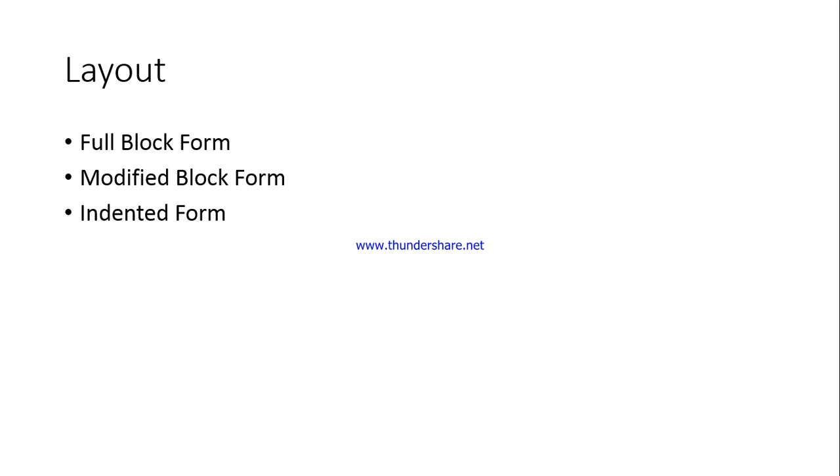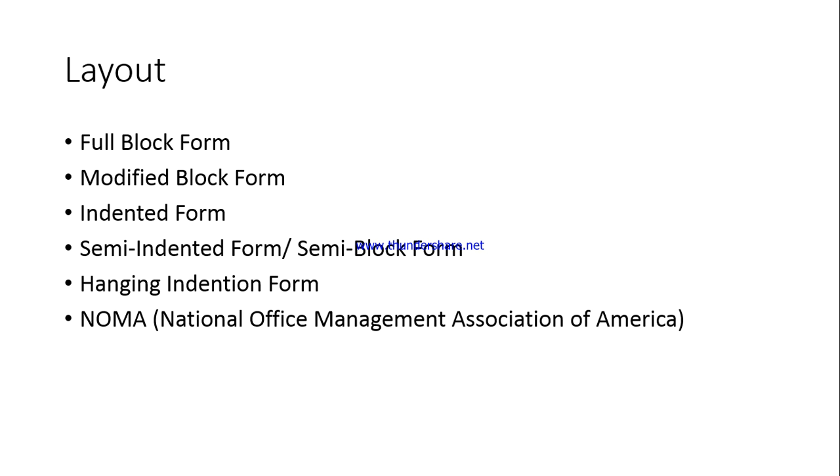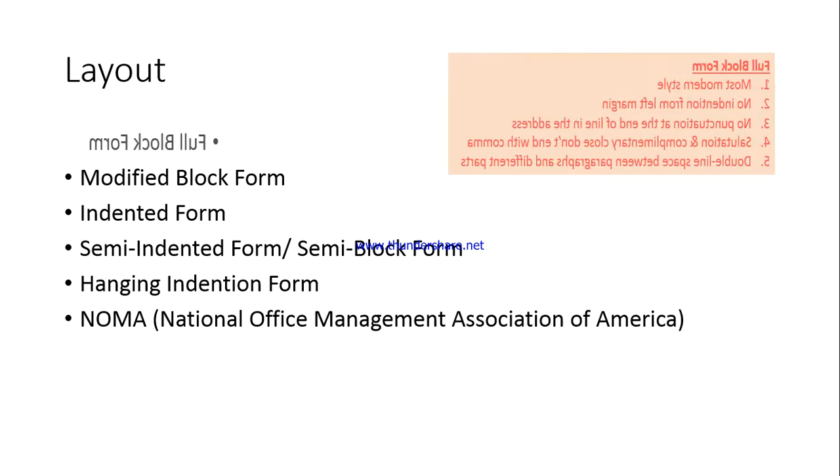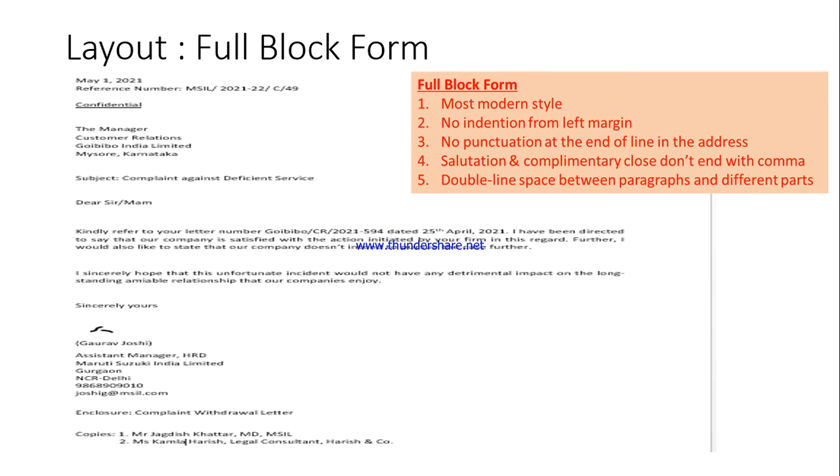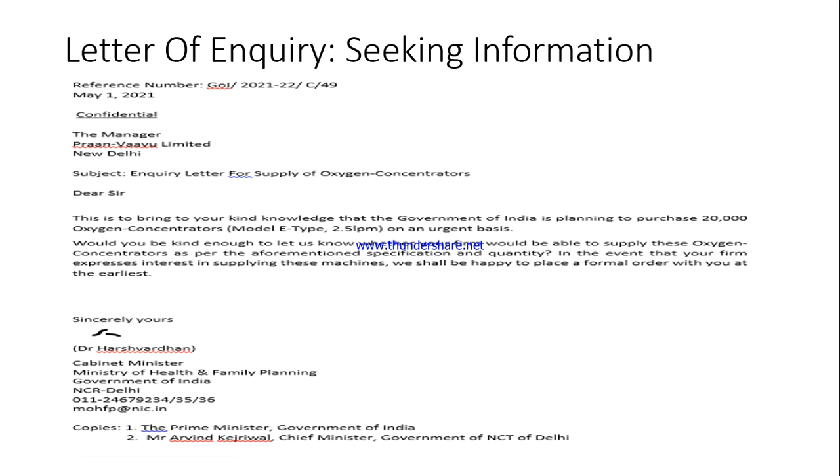And in the last session that we had, we talked about the various layouts, and we had a detailed discussion on the full block form, which I told you we'll be using because it is relatively simpler to understand and easier to retain. And now in the forthcoming sessions, whenever I'll be discussing some letters, I'll be using this particular layout only, right?